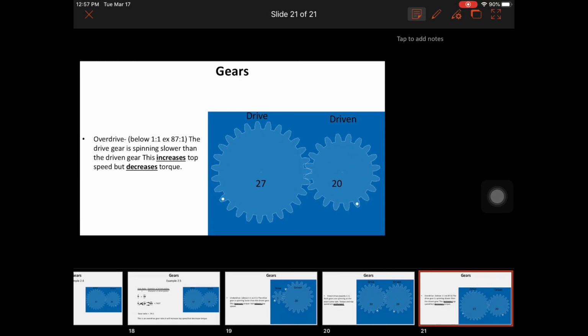Okay, and then finally, we have our overdrive ratio. So overdrive is going to be lower than or below 1 to 1. An example, should be a decimal place there, is 0.87 to 1. The drive gear is going to be spinning slower than the driven. Okay, so we are going to get an increase in speed on the driven gear, but we aren't going to have as much torque available. Remember, this is like a 5th gear.